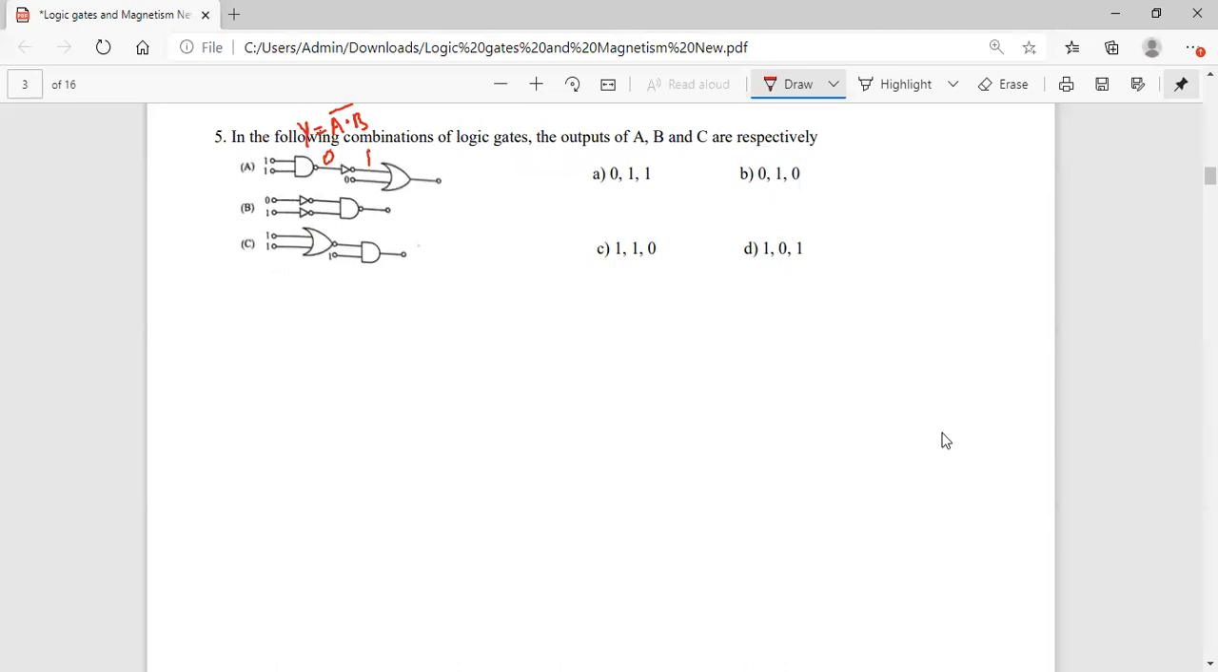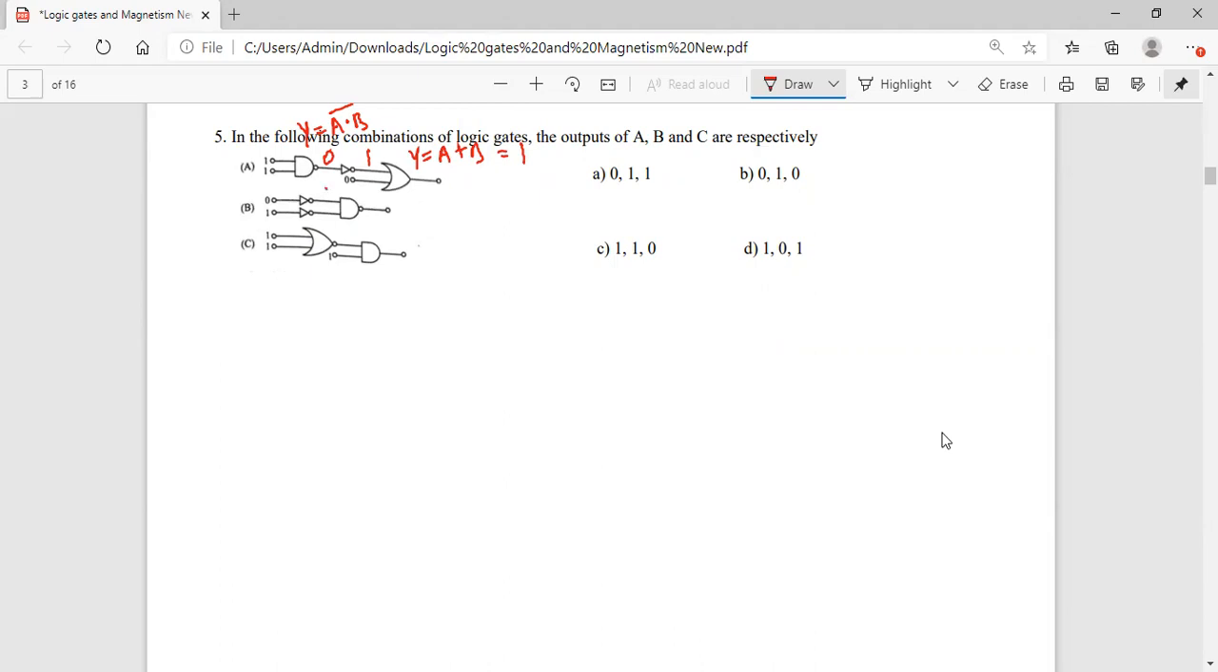And this is an OR gate. In case of an OR gate, Y is equal to A plus B. Therefore, 1 plus 0 is equal to 1. Therefore, A is equal to 1.